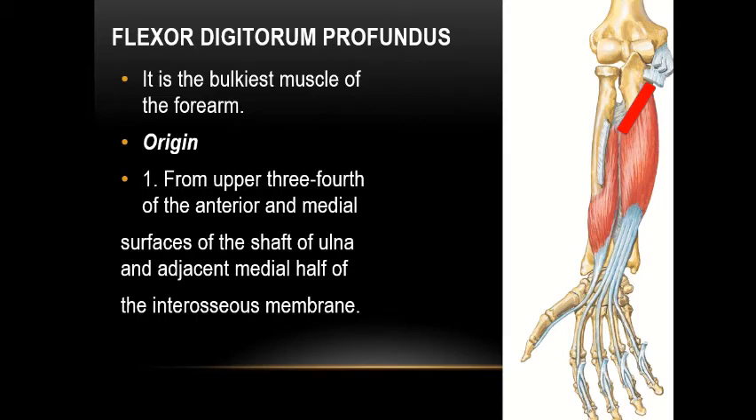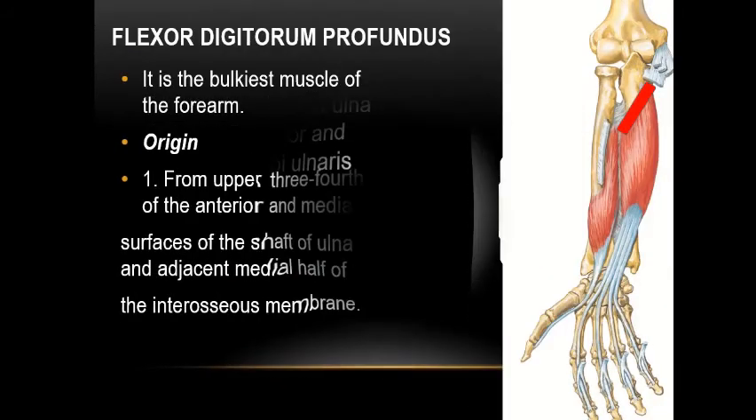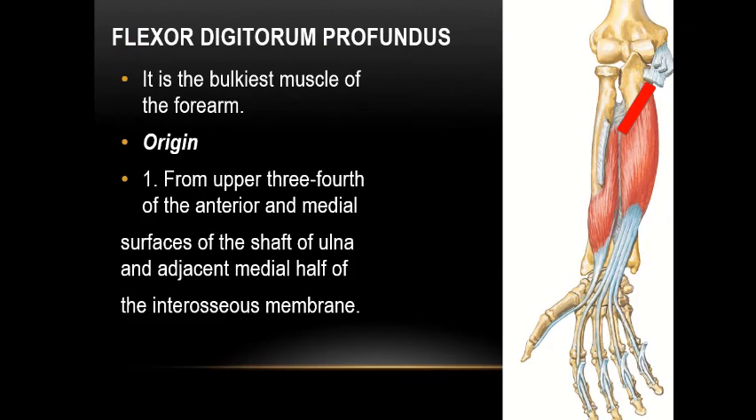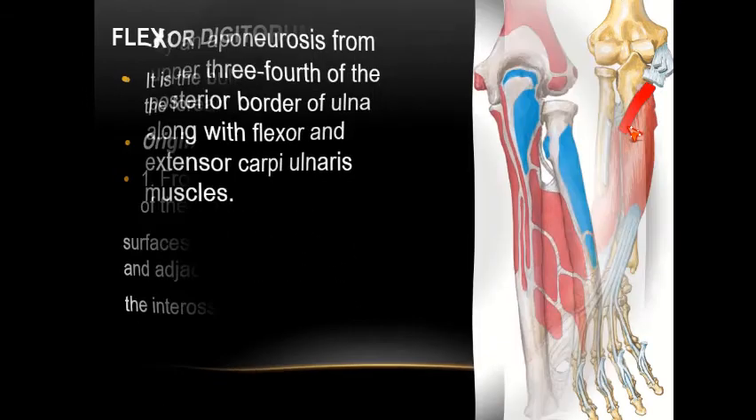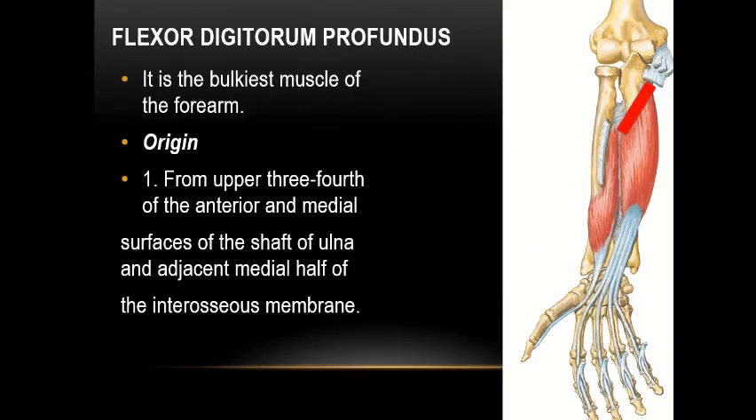Flexor digitorum profundus is the bulkiest muscle of the forearm, and its origin is the upper 3/4 of the anterior and medial surface of the shaft of ulna and the adjacent medial half of interosseous membrane. Let me show you that. So one is the upper 3/4 of anterior and medial surfaces of the shaft of ulna and from the interosseous membrane. Interosseous membrane also gives origin to the flexor digitorum profundus. You can see here.